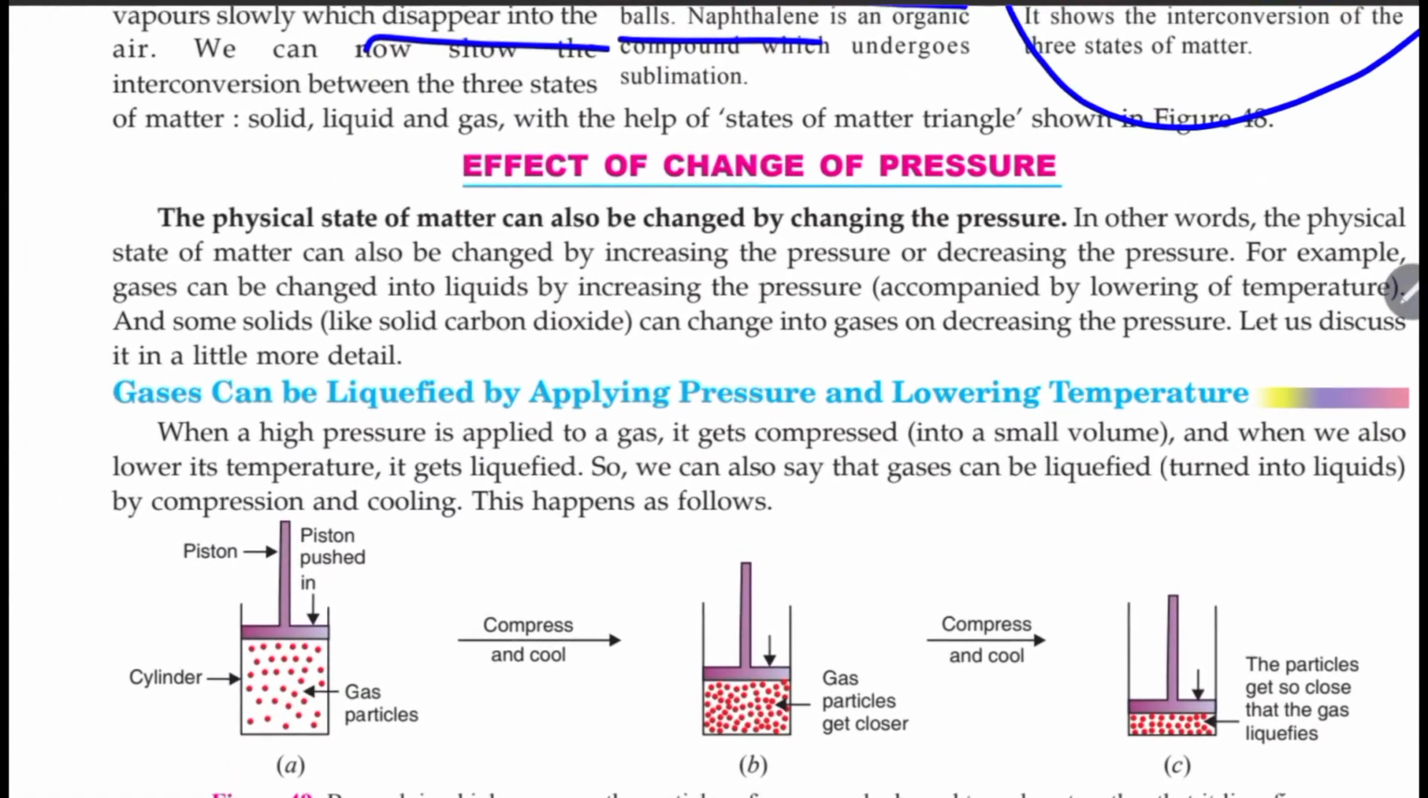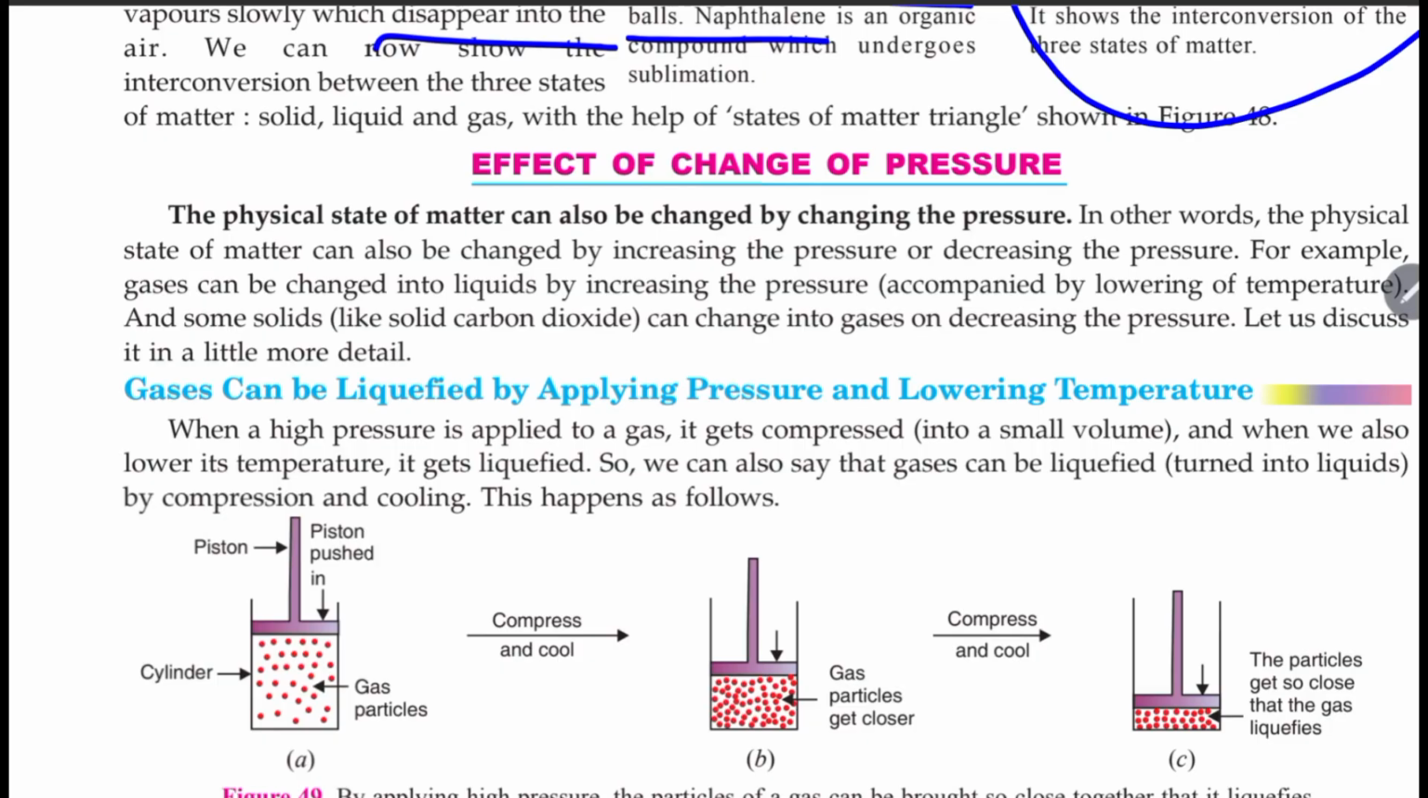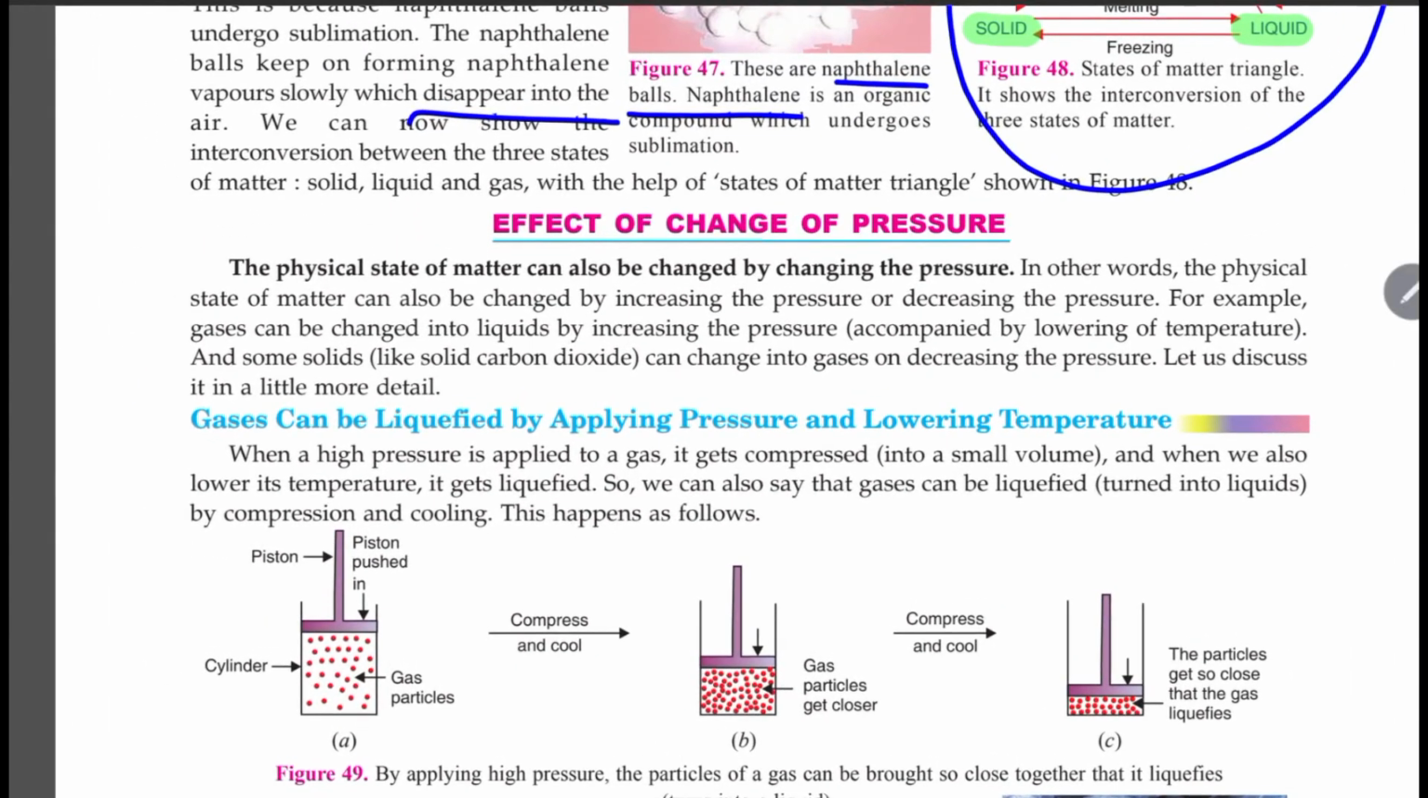Okay, so effect of change of pressure. If temperature is changing the state because of the change in the kinetic energy or movement of the particles, because of the change in the forces of attraction between the particles, pressure is also another factor that can bring about change in the interparticle forces of attraction, the change in the interparticle distance, and hence the change in the physical state. Now, what can happen?